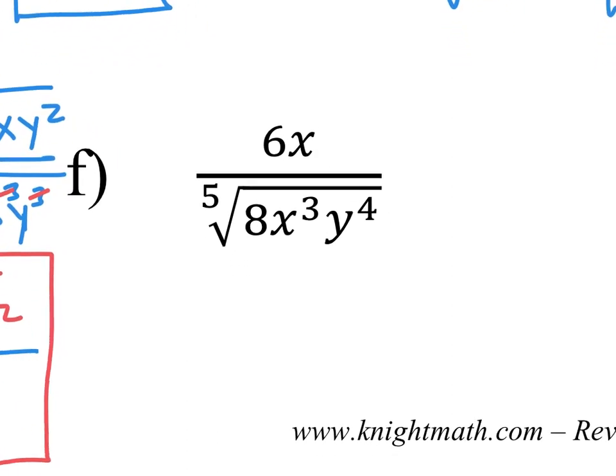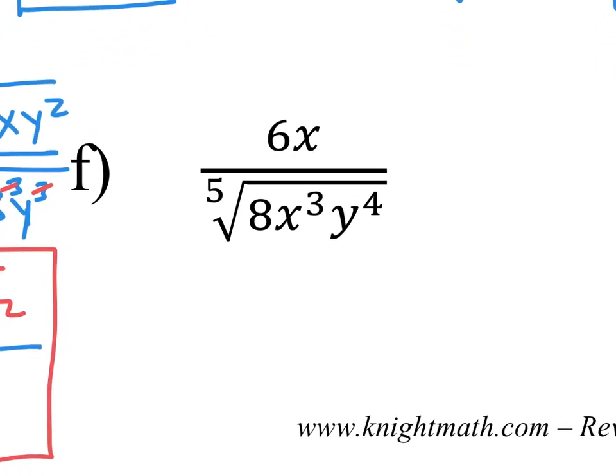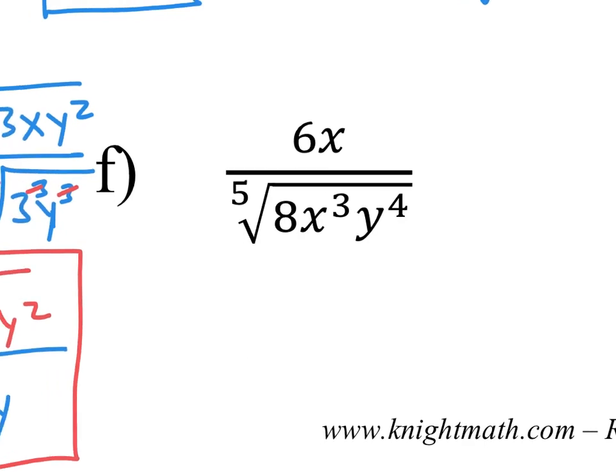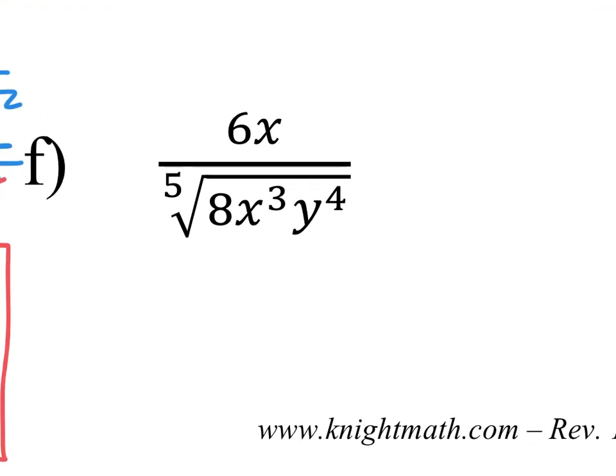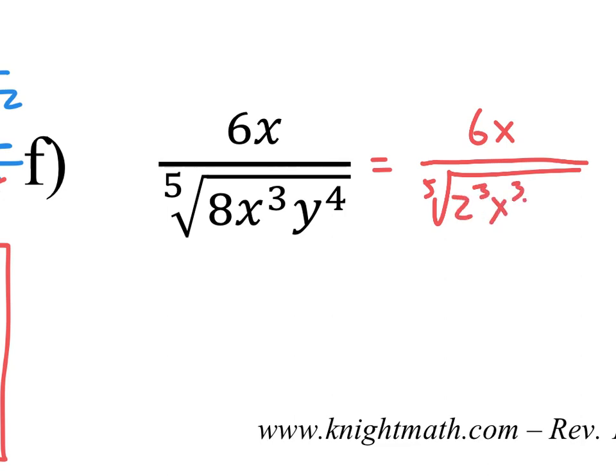How about one more? 5th root. Okay, a lot going on here. But if we factor that 8, 8 is 2 to the third power. So this is the 5th root of 2 to the third power, x to the third power, y to the 4th. What would you like each of these exponents to be? You want them to be 5, right? I'd like this to be a 5, this to be a 5, this to be a 5. And then it would all just cancel.